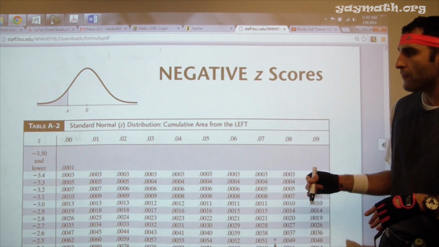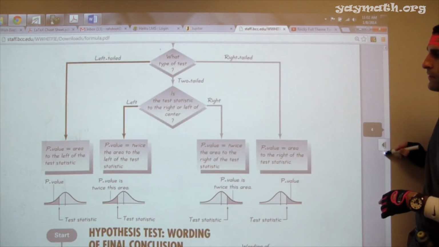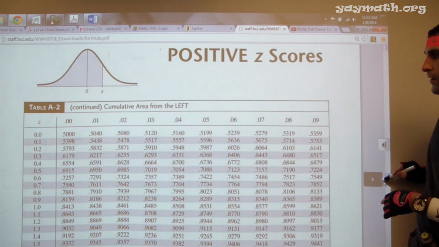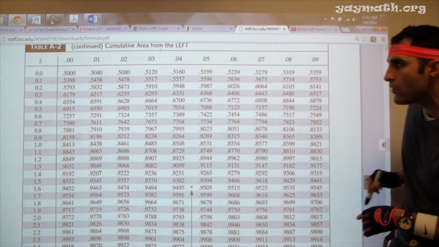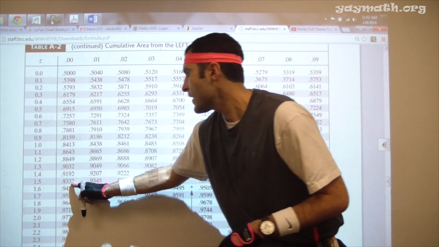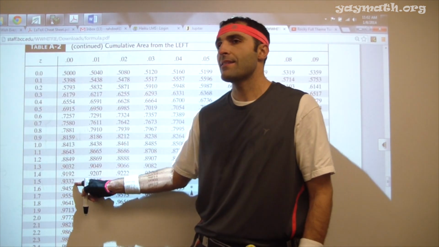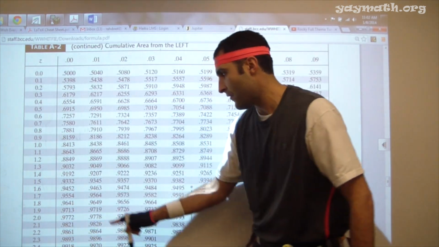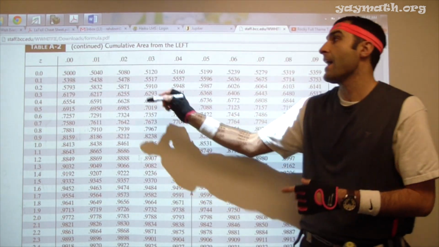So we have 1.5, right? These are negative. Let's go up here to positive. Nope, negatives first. Okay, 1.5, 1.50. Is that it? Yeah. 0.9332 is the area to the left of 1.5. That's high. It's very high.